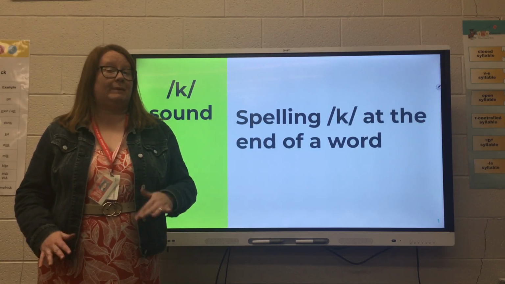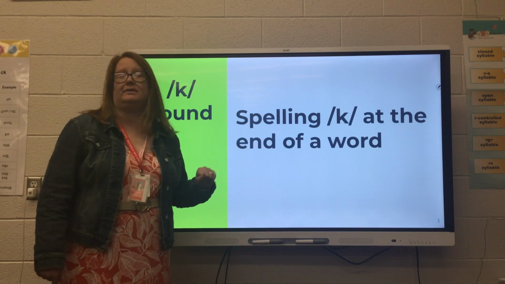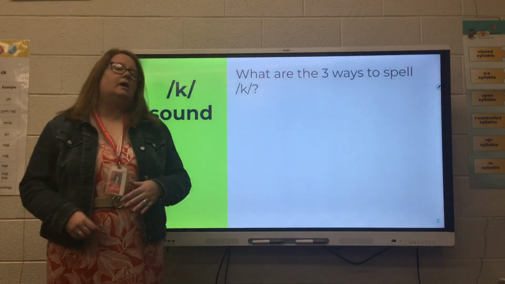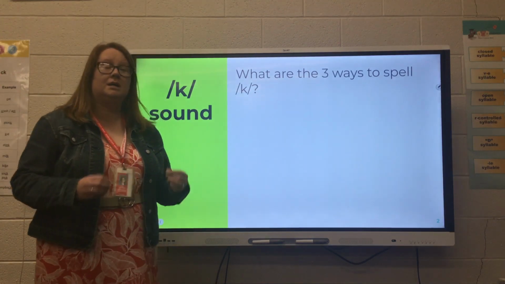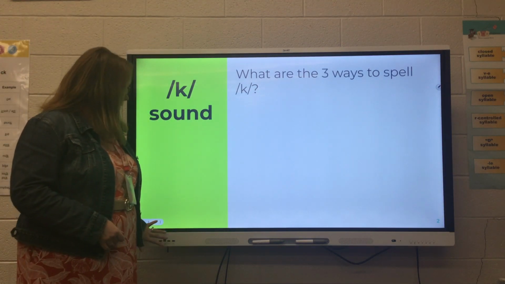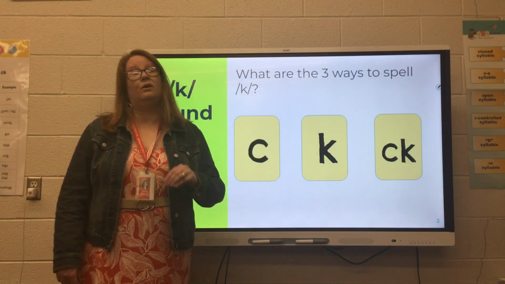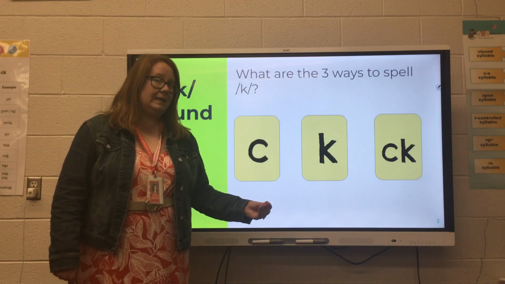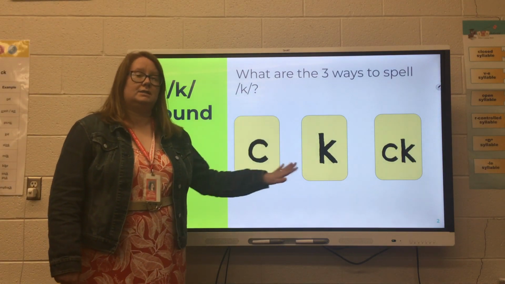Today I'm going to share one of my favorite phonics lessons with you. It's how to spell k at the end of a word. There are three primary ways to spell the k sound: C, K, and CK. Now, more advanced readers and writers may know a couple of other spelling combinations, but for this rule, you just have to know these three ways.